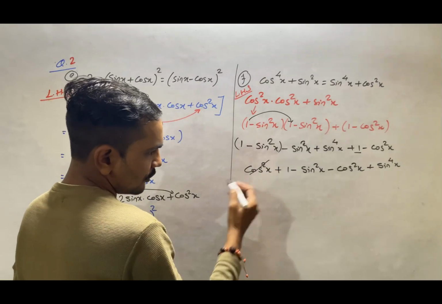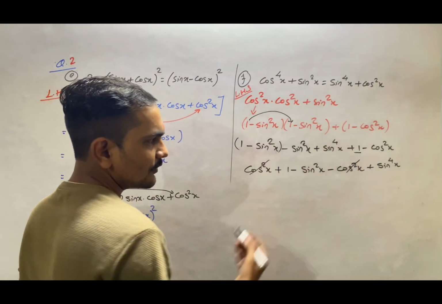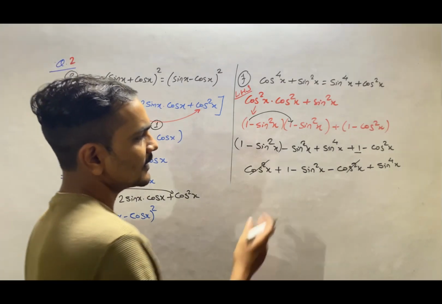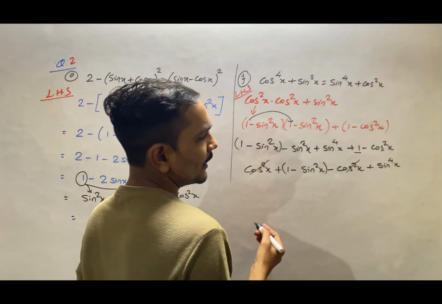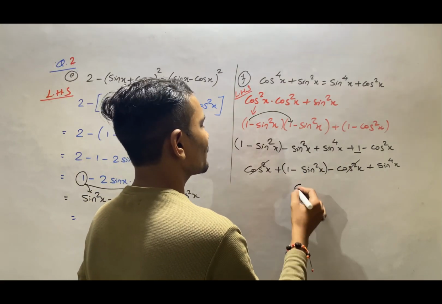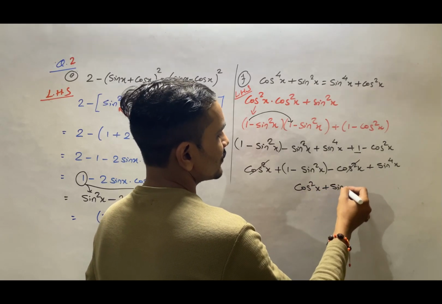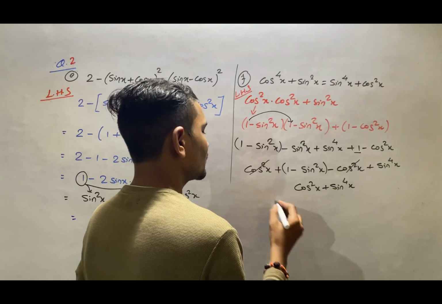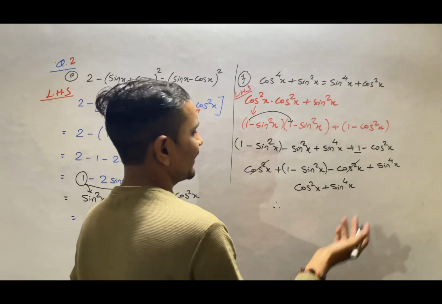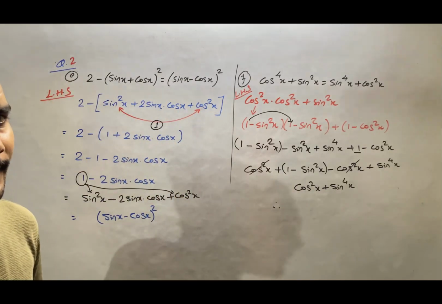So this positive cos square x and this negative cos square of x will cancel. So here we can say this one negative sine square of x is cos square of x plus sine raised to 4x. So now we can rearrange the things.